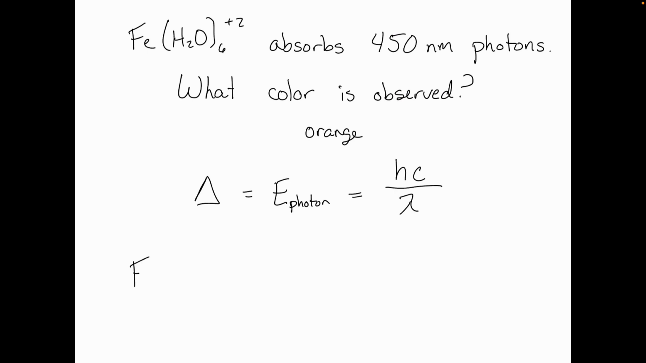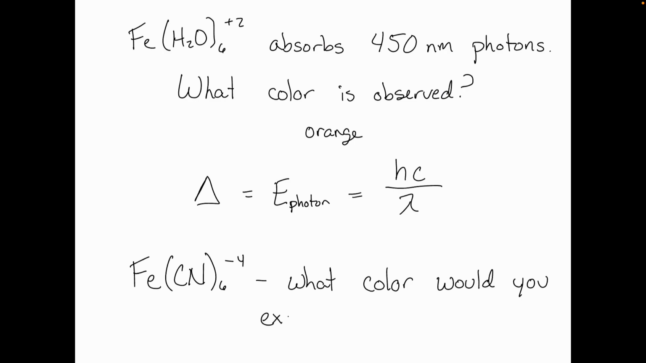All right, so then let's look at our similar complex here. I'm going to take that same iron ion, but this time we're going to pair it with these 6 cyano groups. And we want to know what color would we expect to observe from this complex here. Now, obviously, if I gave you a wavelength, it'd be really easy to look on that wheel and figure it out. But here I haven't given you that information. I told you what it was for the water complex, 450 nanometers. But now I'm just giving you this formula here. So how are we going to figure this out?